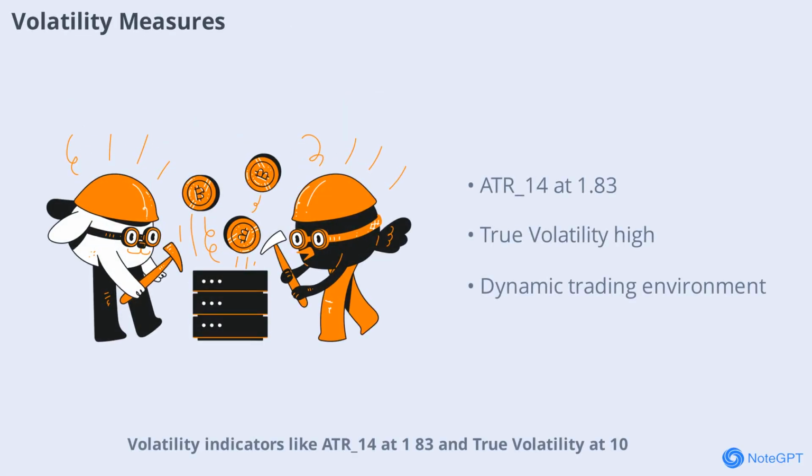Volatility indicators like ATR14 at 1.83 and true volatility at 10.92 show that AXTI has experienced significant price swings recently. The volatility 30 at 6.88 and volatility breakout at 1.81 further highlight the dynamic trading environment. High volatility can present both opportunities and risks, so traders should be prepared for rapid price changes, especially after such a strong run-up.